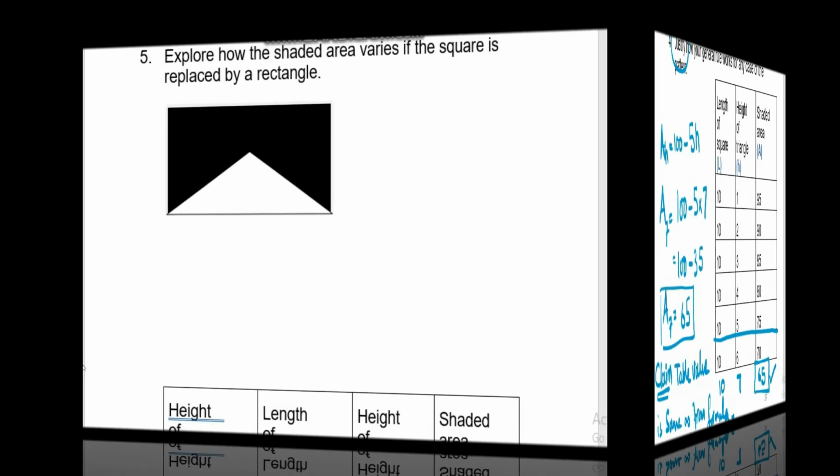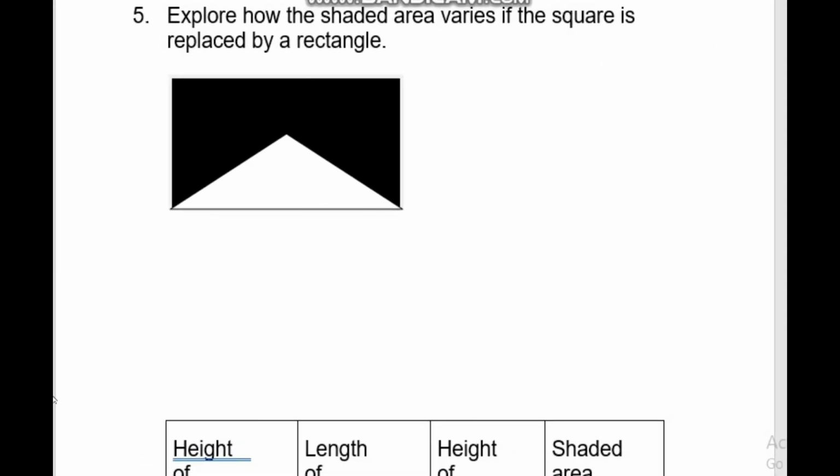Okay, in this part again it's very interesting. So explore how the shaded area varies if the square is replaced by a rectangle. So I'm going to call this length L and this length H, because a rectangle has two different lengths, and this height of the triangle as small h.